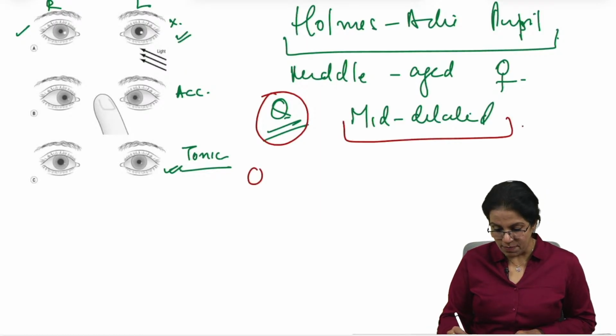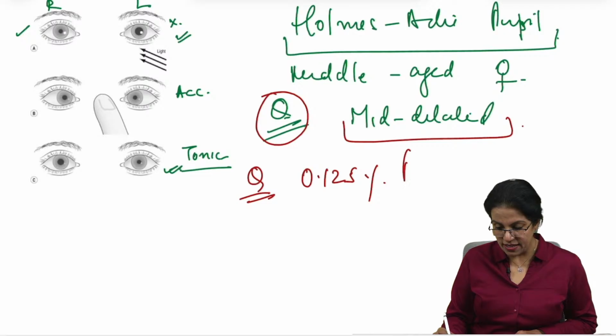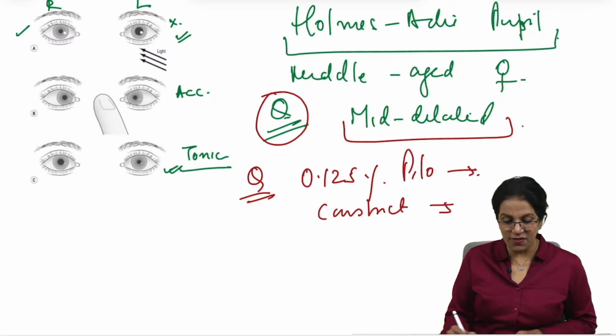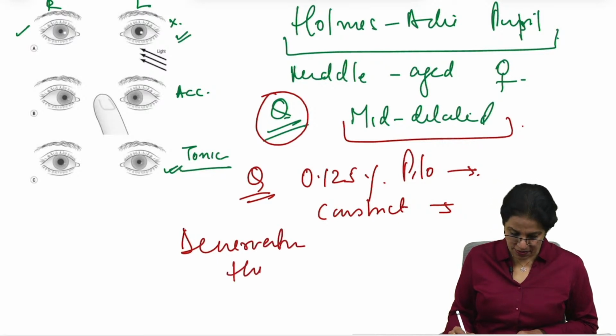And let's not forget the pilocarpine test. If you give a very low percentage of pilocarpine here, your Holmes-Adie pupil will constrict. Why? Because of denervation hypersensitivity, right? So, we will remember this.